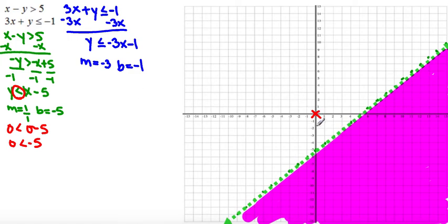So my graph starts at negative 1, and then slope is negative 3 over 1. So I go down 3 to the right 1. And then to extend the line even further, I have to go up 3 to the left 1. Alright, and then I figure out my line. Since my inequality is less than or equal to, the line is part of the solution, so it's a solid line.